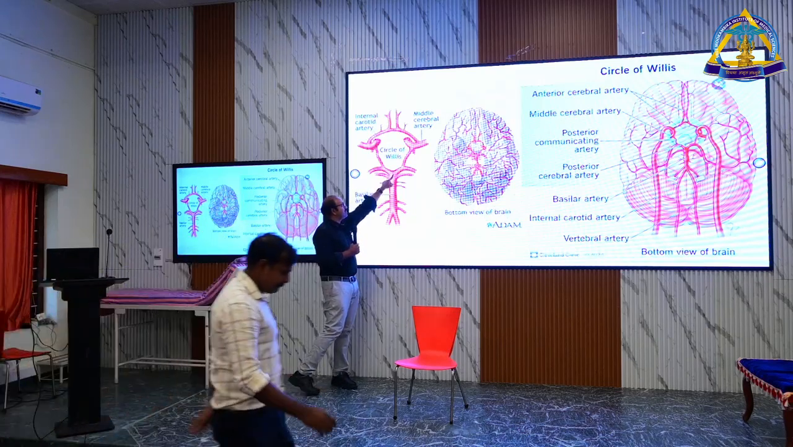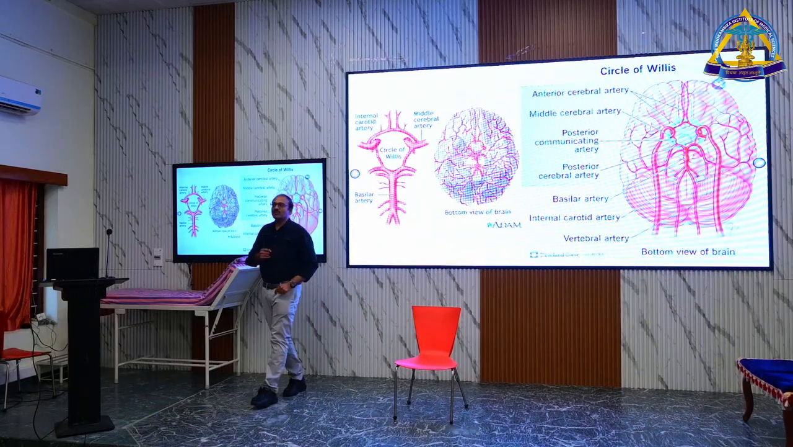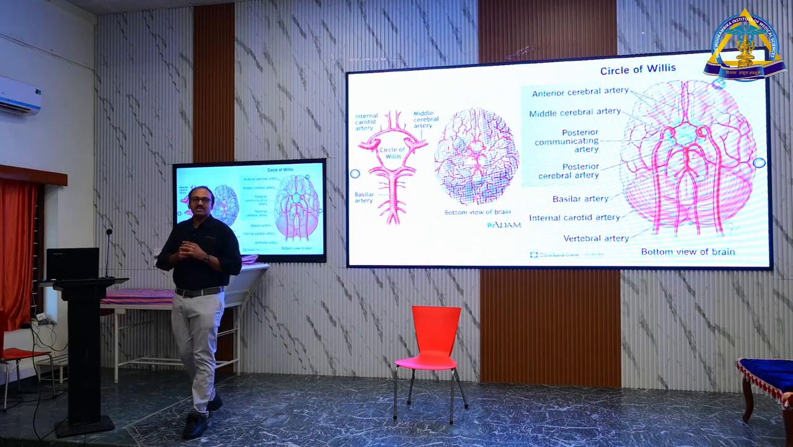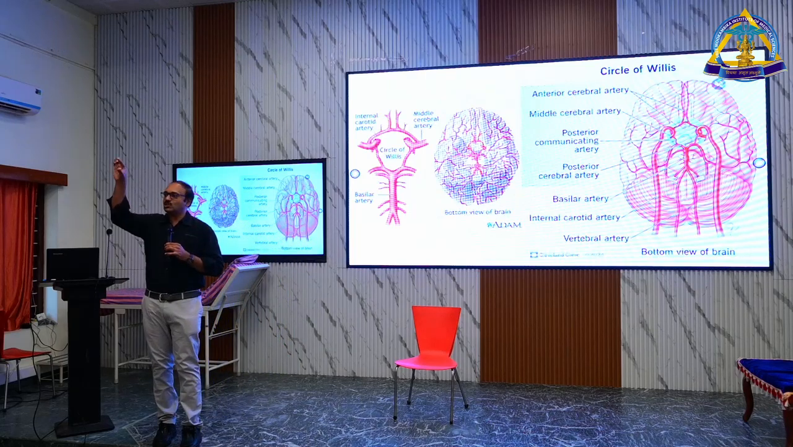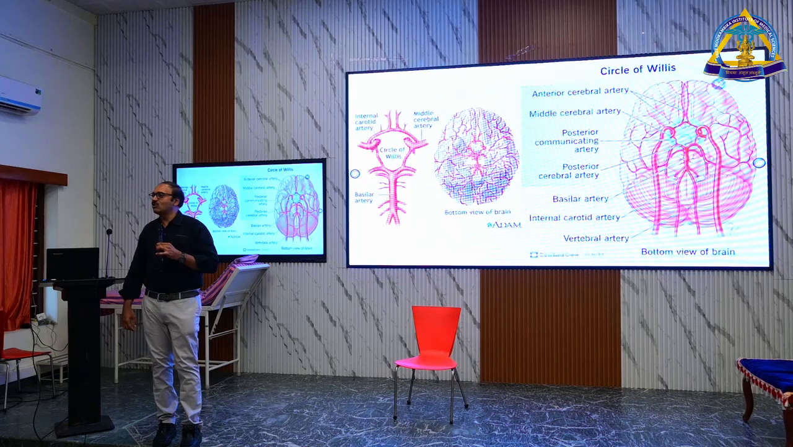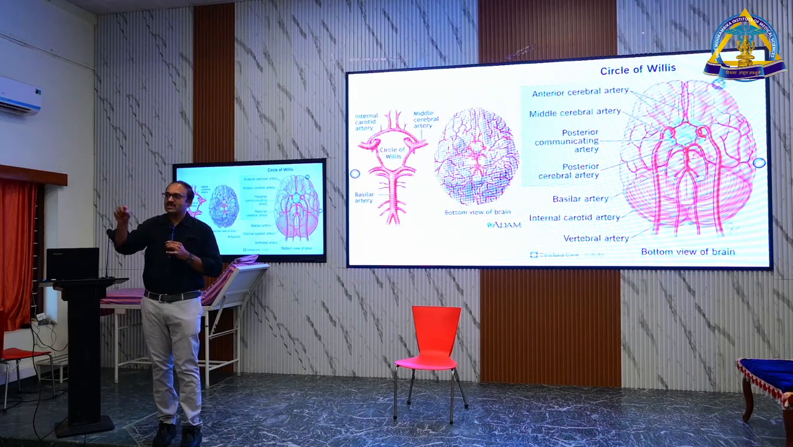What is that syndrome called? That's called top of the basilar syndrome. Top of the basilar syndrome means embolus will come and sit on the top of the basilar artery. Can you imagine what will happen in that situation? Both PCA will be occluded, because when there is an embolus in the top of the basilar artery, both the PCA are occluded. So sudden onset of bilateral.